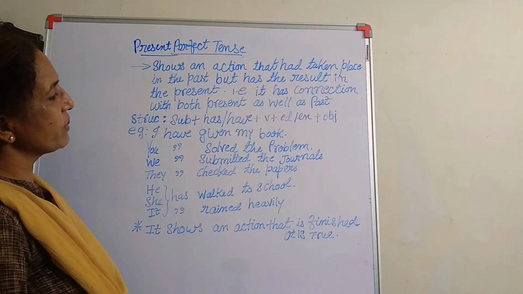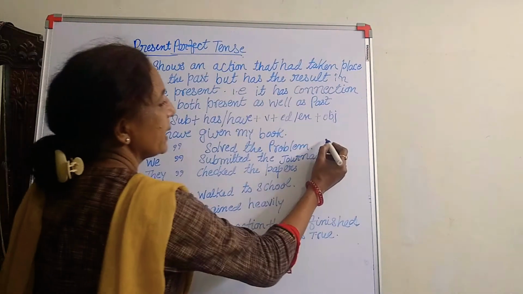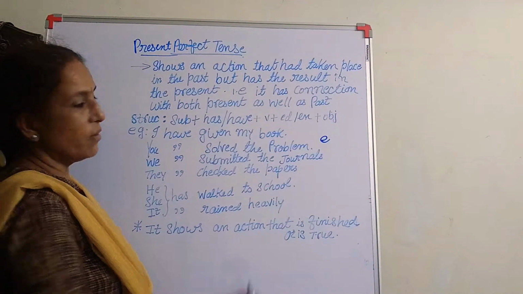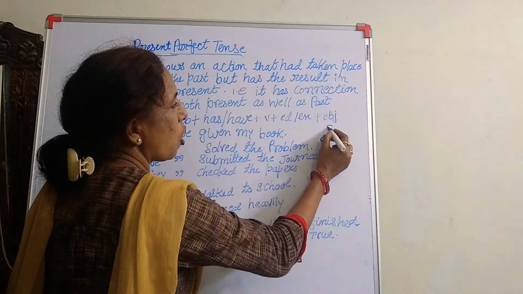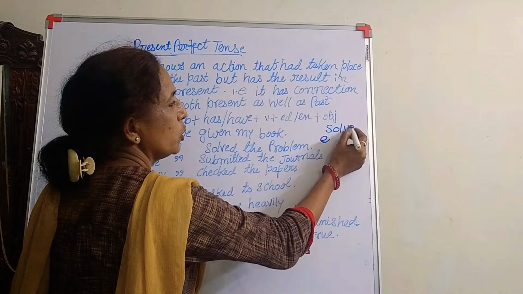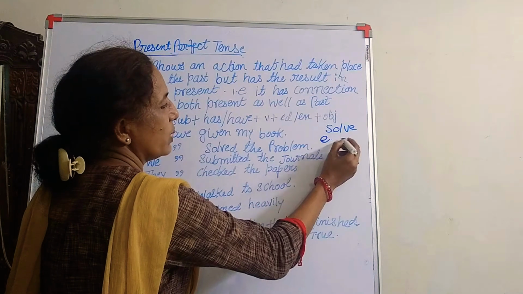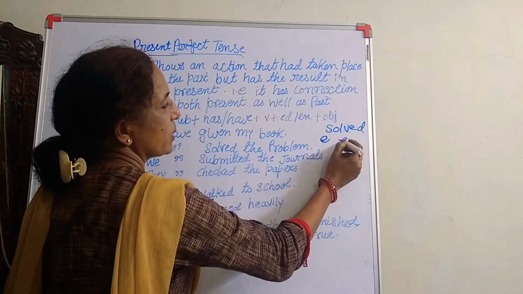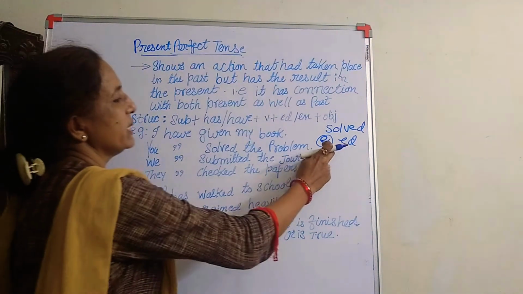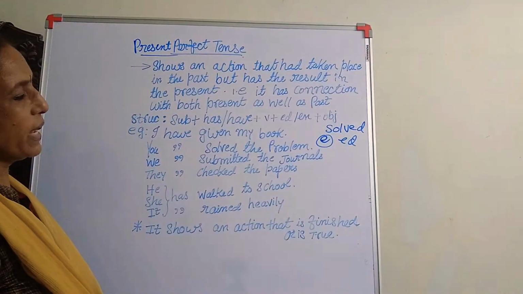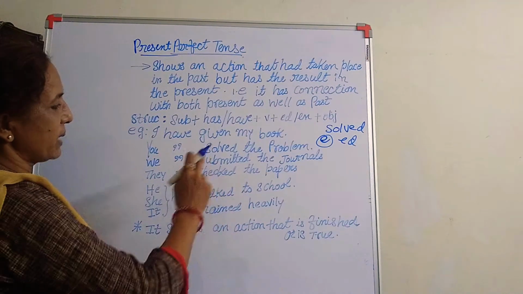Even though I have written here ed, certain words are there which end in e. Okay, the words which end in e. For example, here we have the word solve, S-O-L-V-E. To make it perfect tense, okay, what do we do? We add only d to it instead of ed. Okay, so the words which end with e, we can make the participle by adding only d.